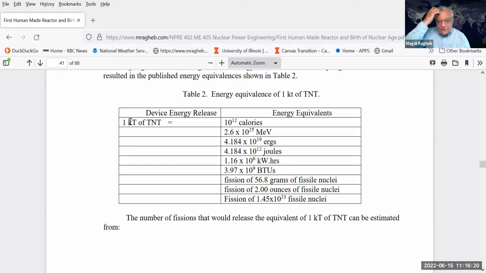If you want to use different units, the calories are 2.6 × 10^25 million electron volts, 10^19 ergs, 10^12 joules, 10^6 kilowatt hours, 10^9 BTUs. Engineers have to be able to use all these different units and convert them from one to the other. Look at the different units for energy that we already have considered: the calories, the million electron volt, the ergs, the joules, the kilowatt hours, and the BTUs.